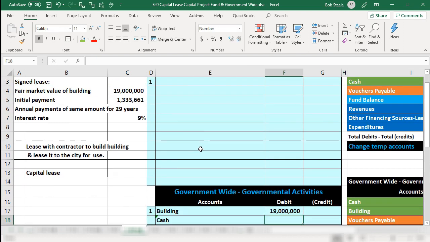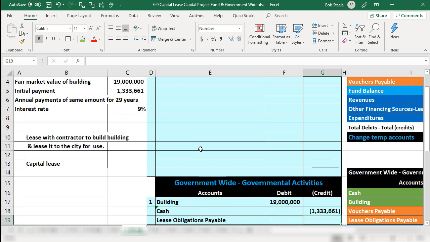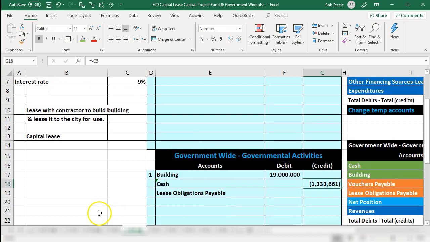And then the payment that we're going to make is going to be negative. I'm going to credit that because the cash is going to be going down for the payment. The difference then is going to go to the payable. So the lease obligation payable then is the negative sum. I'm going to call this the plug formula, the difference, the debits minus the credits.